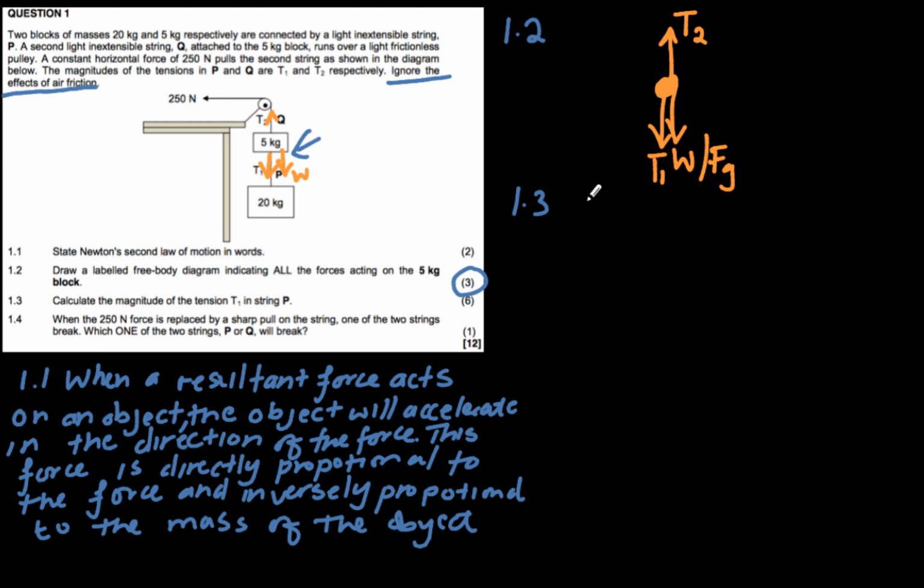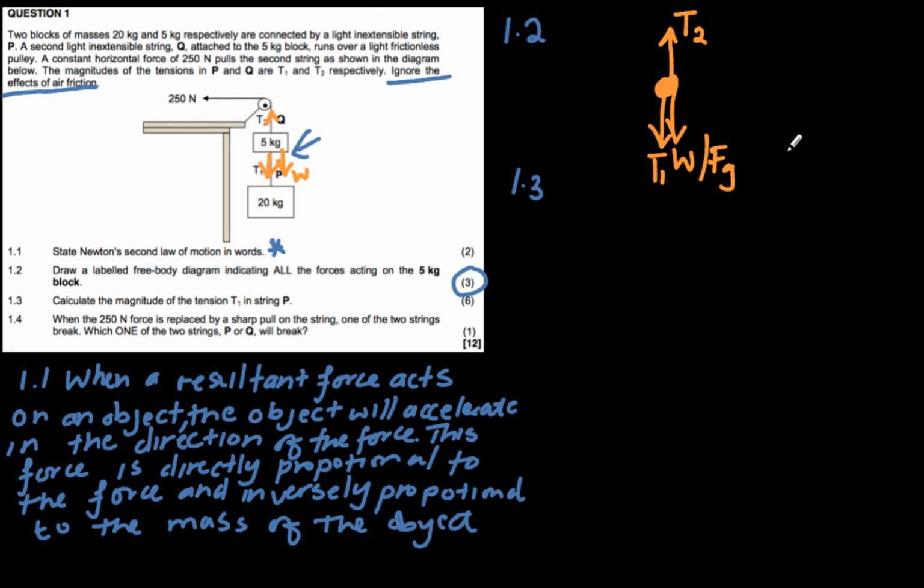Hence, we are going to assume that it's going to accelerate. So we are going to solve the problem using simultaneous equations, using the second law of motion. First we're going to formulate our equations. To formulate our equations, we use the free body diagrams. So we have to draw both free body diagrams.